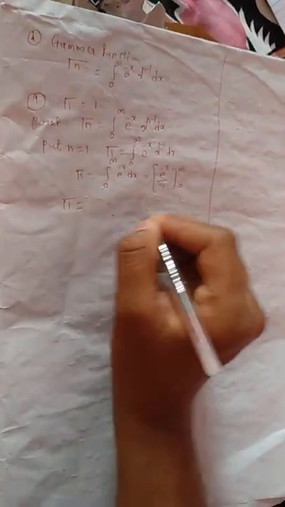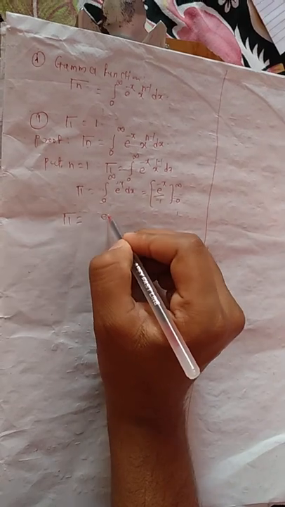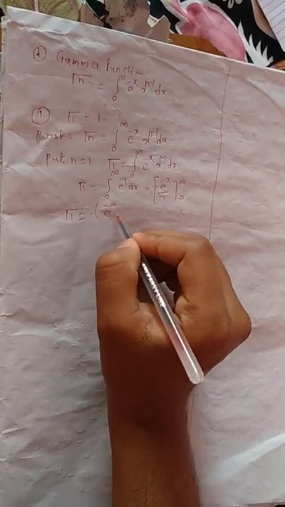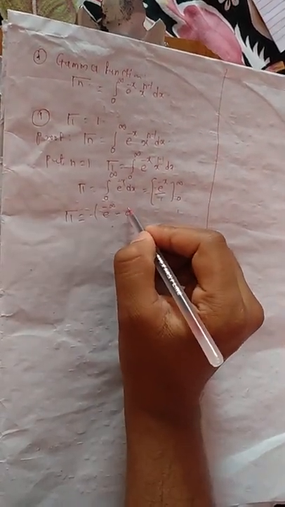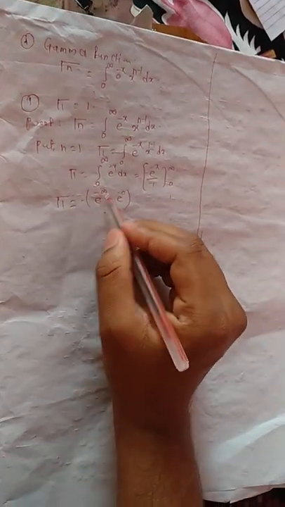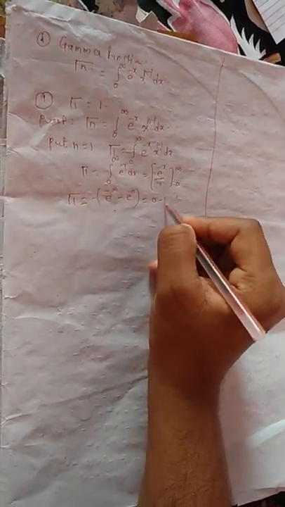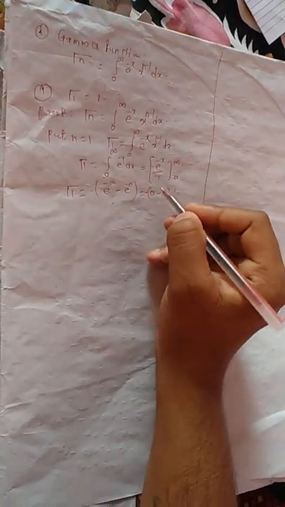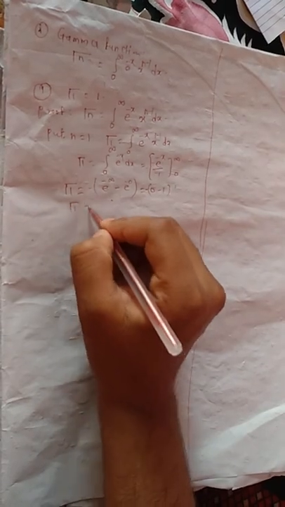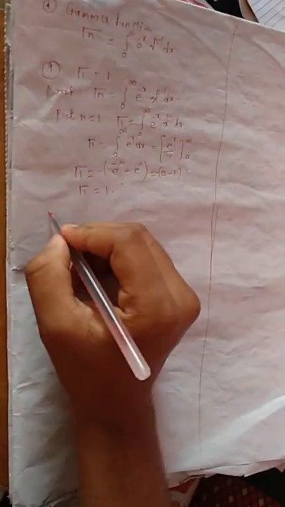So gamma 1 is equal to e raised to minus infinity minus, minus e raised to minus 0. So e raised to minus infinity becomes 0 and e raised to 0 is 1. So this is equal to 0 minus 1, and this whole quantity has a minus sign. So gamma 1 is equal to 1.